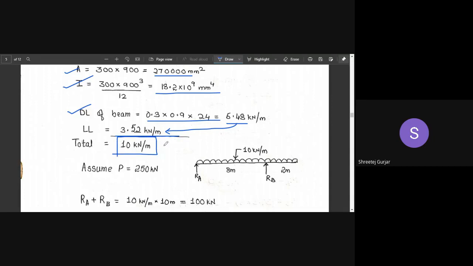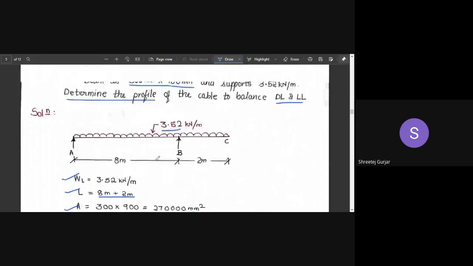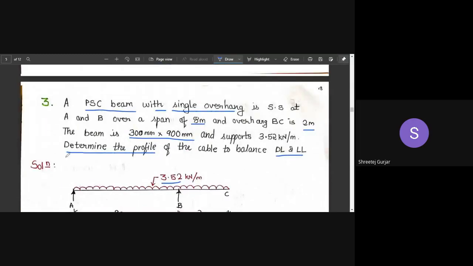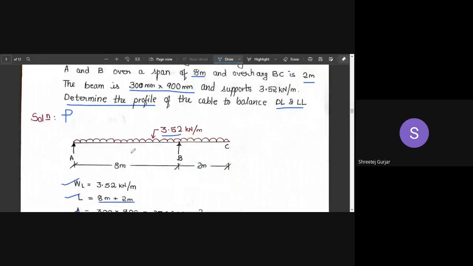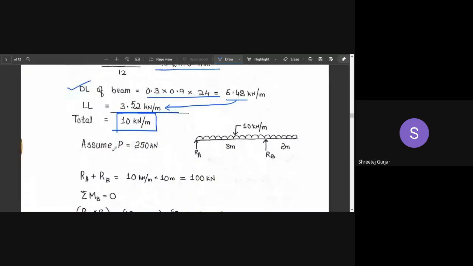That is 10 kilonewton per meter. So you can observe here, there is no mention of a pre-stressing force P. Without that, we cannot solve this numerical. It is usually given. Because it is not given here, we will assume a pre-stressing force of 250 kilonewton.